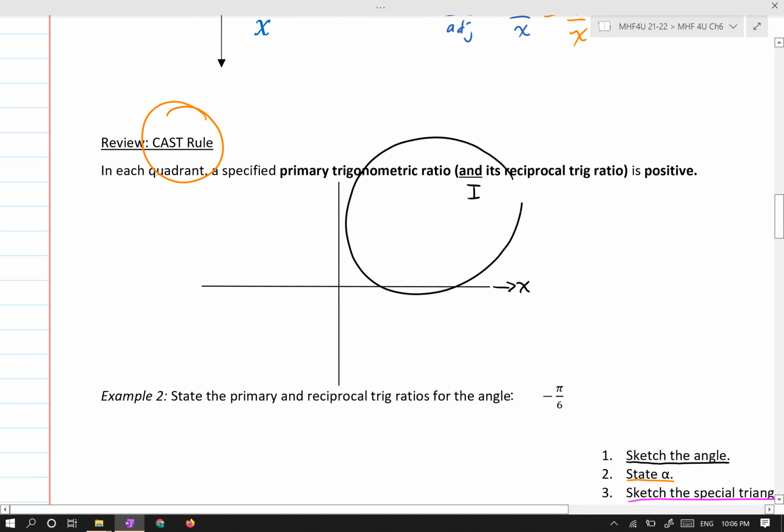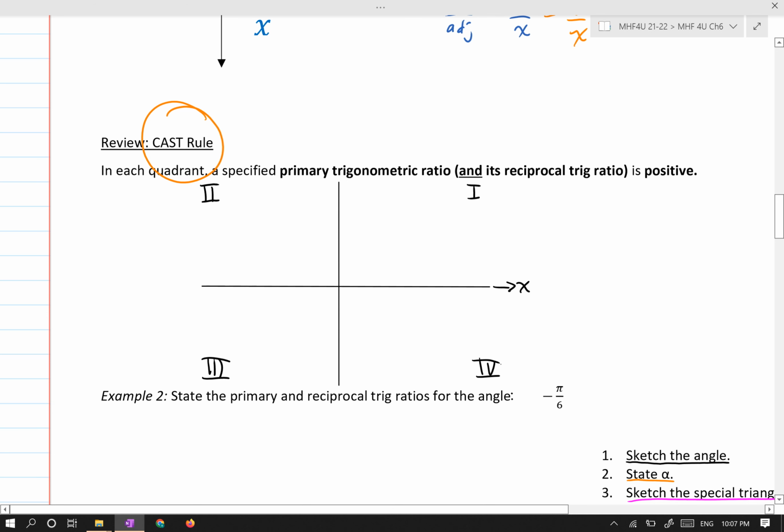Now, quadrant 1, top right. We label them with Roman numerals. Quadrant 2, we label them in the counterclockwise direction, the same direction in which we measure our angles. Quadrant 3, bottom left, and quadrant 4, bottom right.